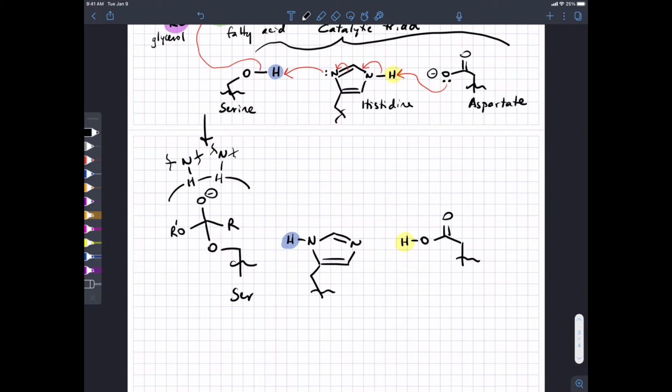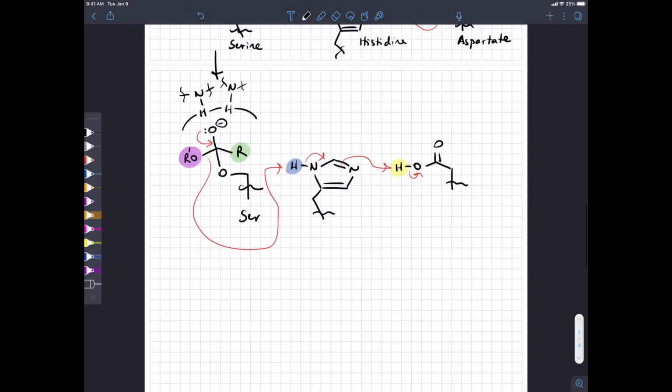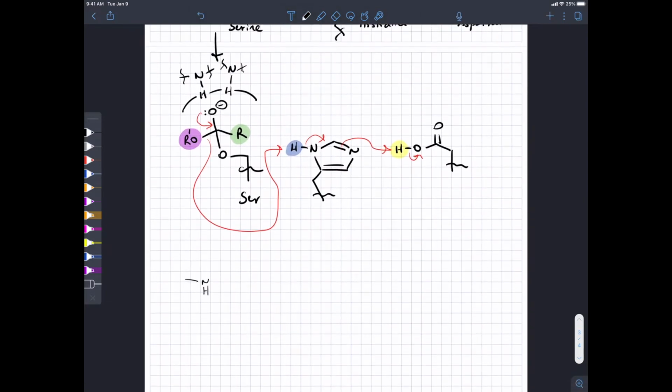So at this stage, what happens is we're going to kick off the glycerol group. We're using purple for glycerol. We're using green for the fatty acid. We're going to kick off that glycerol group, and on its way out, it's going to pick up a proton from histidine, which is itself going to pick up a proton from aspartate. And that sort of resets those groups to do additional proton shuttling.